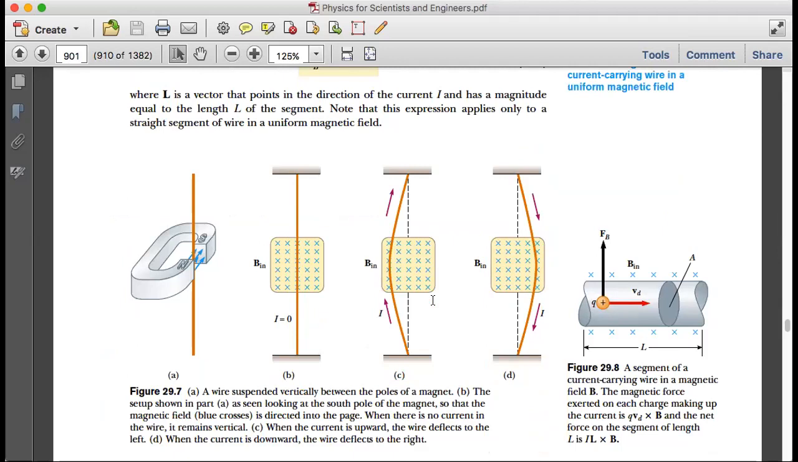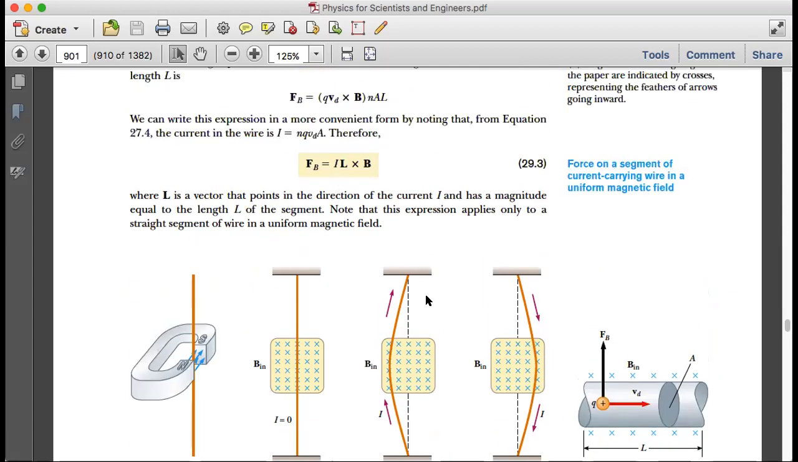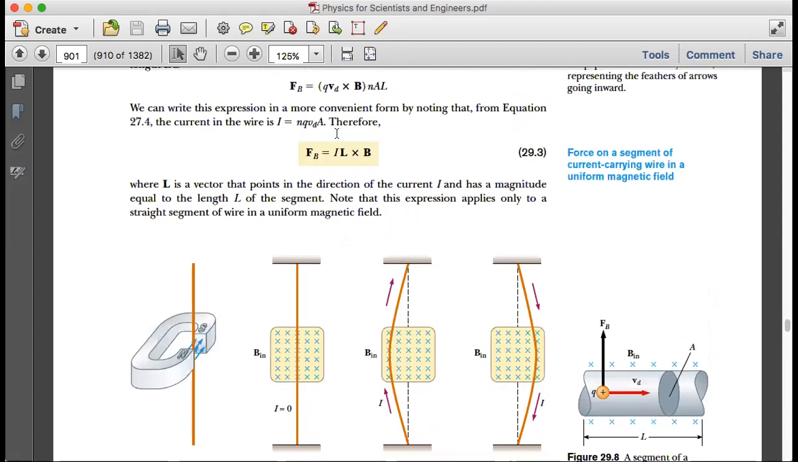Gaya pada kawat bermuatan di dalam medan magnetik. Jadi bengkok ke kiri itu artinya ada gaya ke kiri. Sebenarnya arah L itu bisa dari atas ke bawah atau dari bawah ke atas, tapi kenapa arahnya ke kiri itu terkait dengan arah arus.